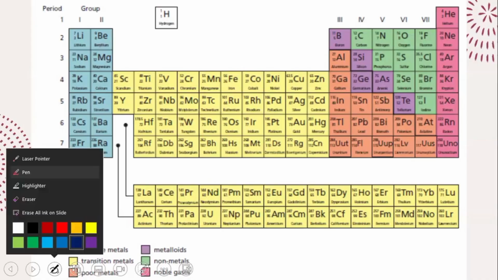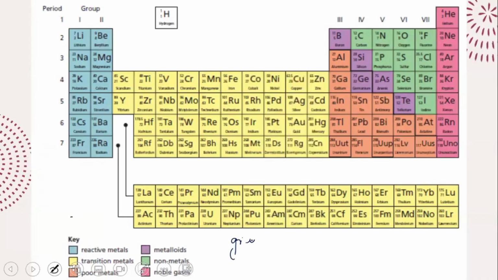Coming on to the periodic table, please do remember the group number. What does the group number tell you? The group number always tells you the number of electrons in the last shell, the outermost shell, the valence shell.